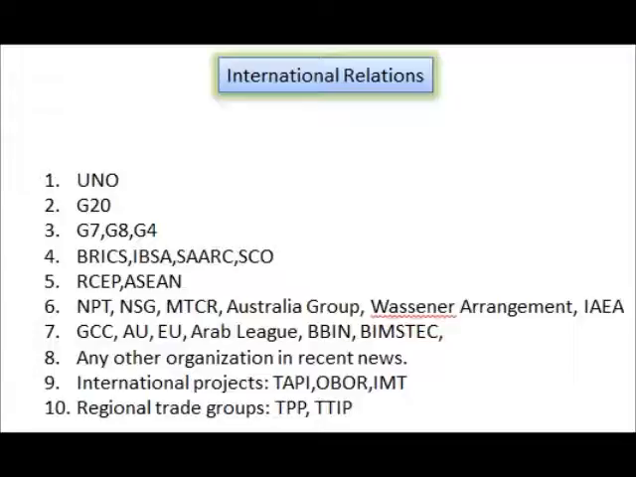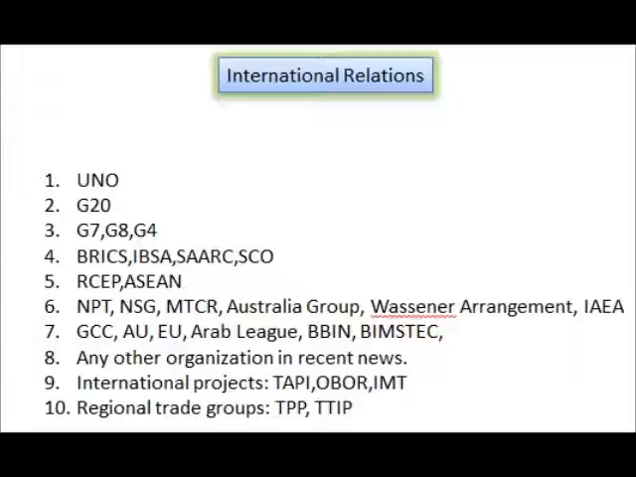Then you have to read about the UNO, G20, G7, G8, BRICS, IBSA, SAARC, SCO, RCEP, ASEAN. Okay, so a list has been given over here, you can go through it. And what is the Wassenaar Agreement, what is the Australia Group. So here what is important is that you have to read how many members are there in each of them.